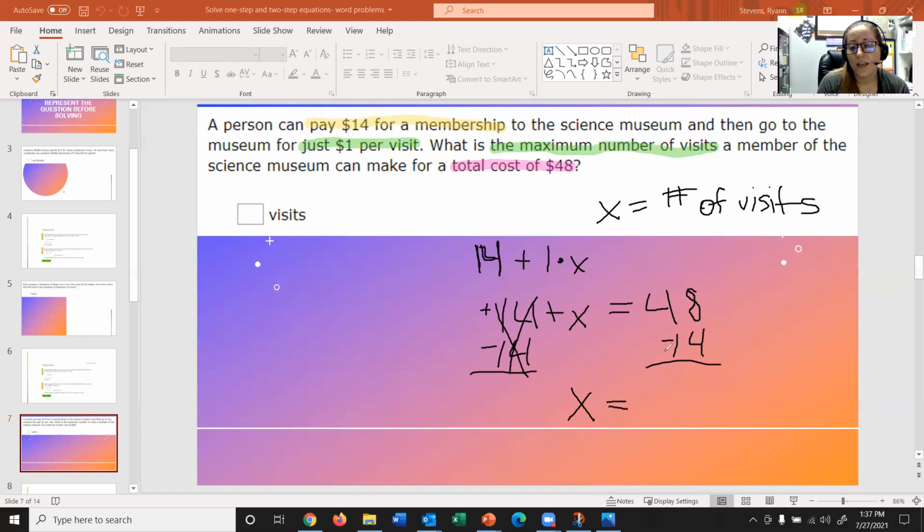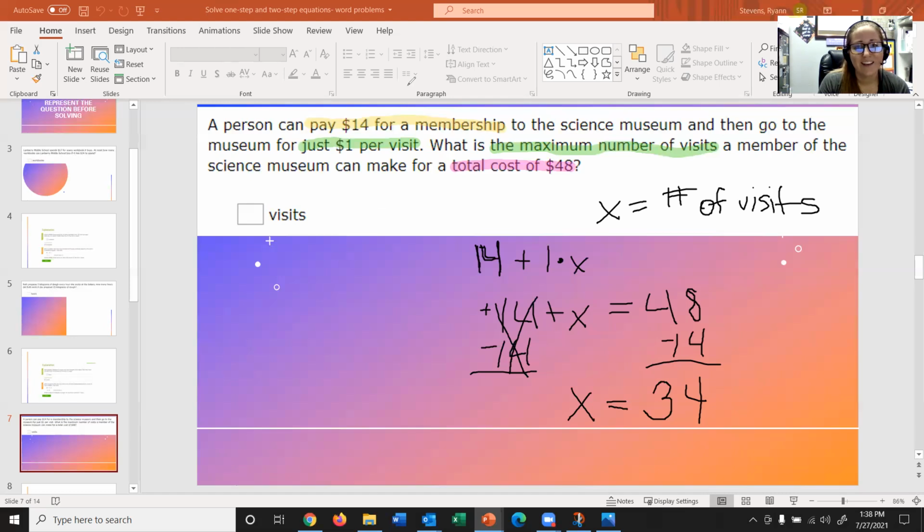And then we could say 48 minus 14. 8 minus 4 is going to give us 4, and then 4 minus 1 is going to give us 3. That means that this person who only wants to spend $48 and who paid $14 for a membership can actually go to the Science Museum 34 times with that amount. Okay, so it gives us a good idea of how many times they can take that trip to the museum.